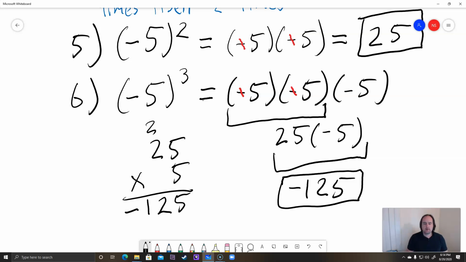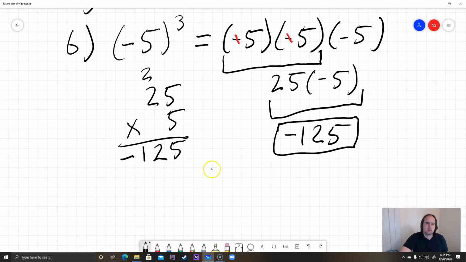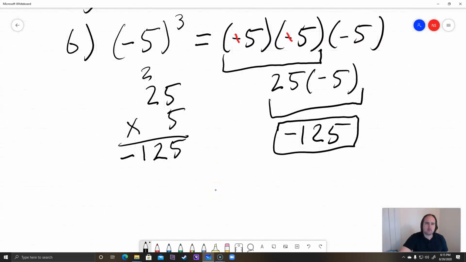Okay, cool. So these exponents can be confusing with the minuses, so I'm going to do a lot of examples of them to make sure you understand all the cases. So there's one more case that I wanted to cover, which is a certain way of writing exponents. So this is going to be example number 7. And for example number 7, we're going to have a negative of 5 squared.